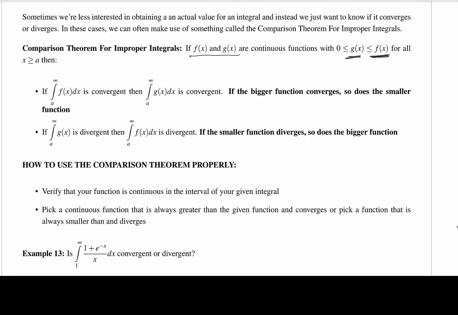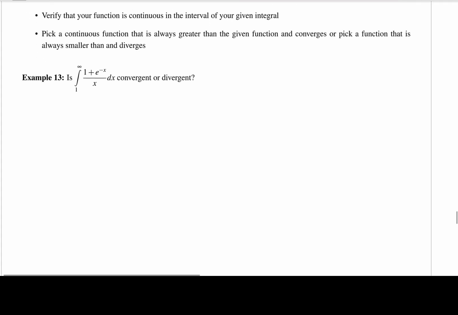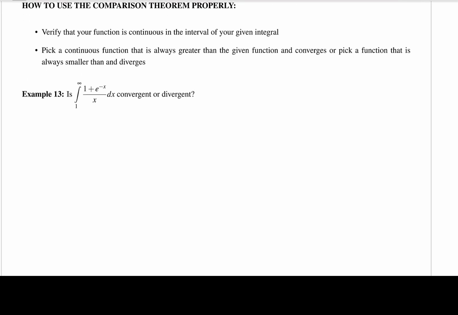And the opposite is also going to work. If we have some smaller function that diverges, then so does the bigger function. So when you're using the comparison theorem, you either need to find a continuous comparison function that is bigger and converges, or you need to find a continuous comparison function that is smaller and diverges. So let's walk through the steps of how to use this. The first thing is that we verify that our function is continuous in the interval of the given integral.